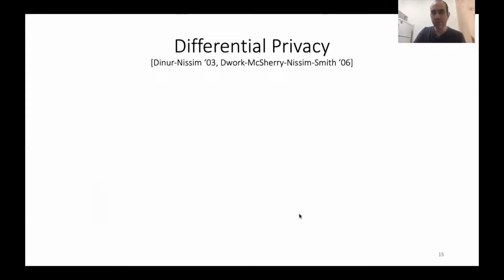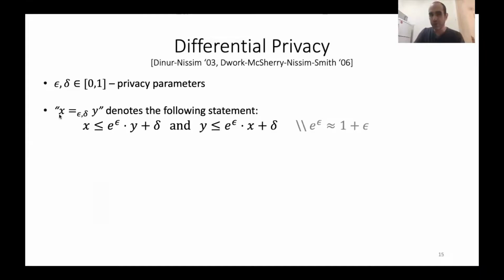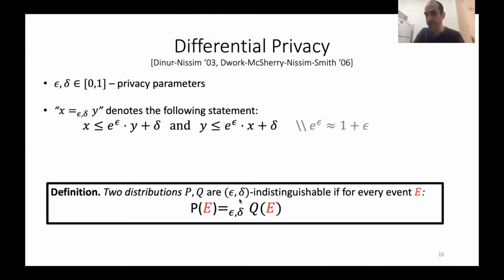We will need the following notation. We say that two numbers x and y are equal up to epsilon, delta if, up to multiplying by e to the epsilon, and e to the epsilon is roughly 1 plus epsilon, and adding delta, x and y are the same. Right? So up to applying an affine transformation which is very close to the identity, x and y are the same. Now we say that two distributions P and Q are (epsilon, delta)-indistinguishable if for every event E, the measures P(E) and Q(E) are (epsilon, delta)-equal to each other.